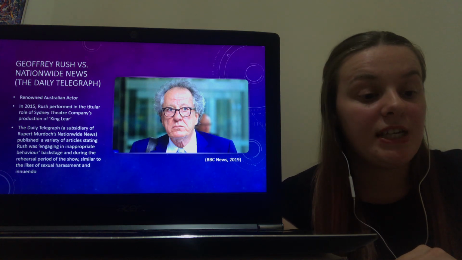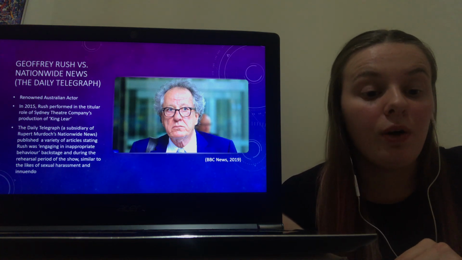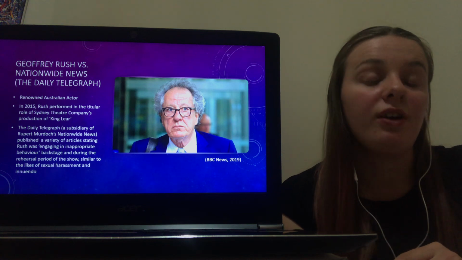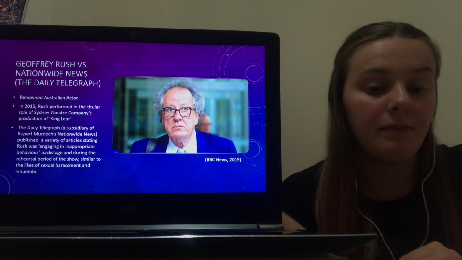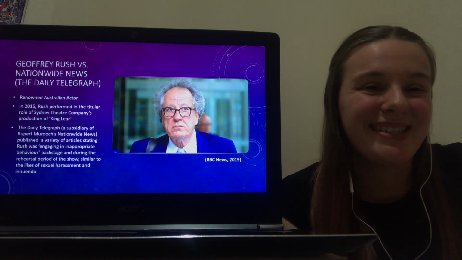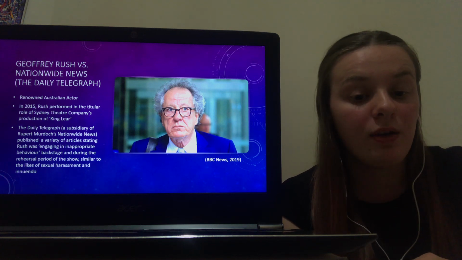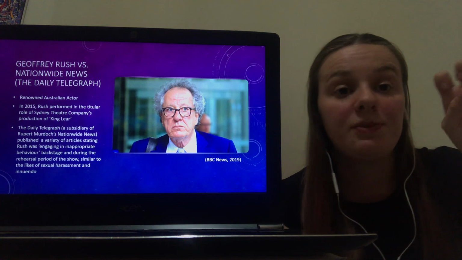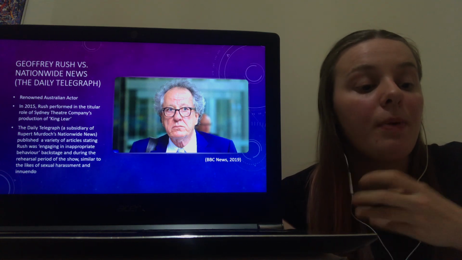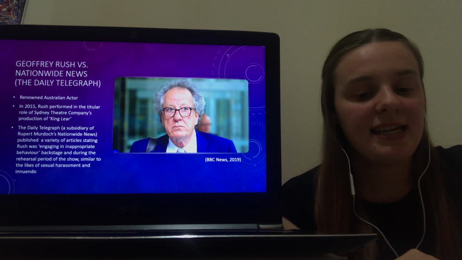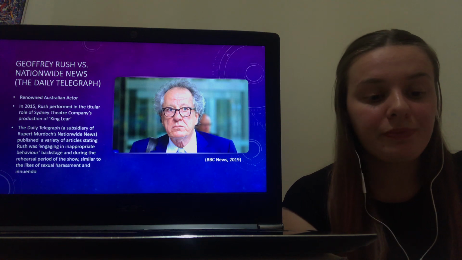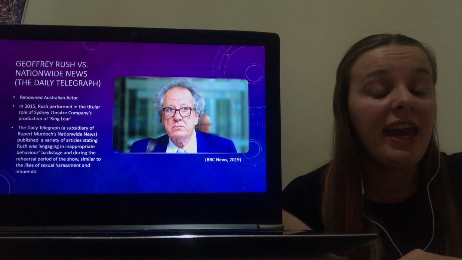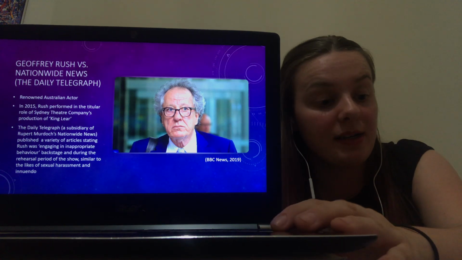In 2015, Rush performed in the titular role of the Sydney Theatre Company's production of the Shakespearean classic King Lear. The Daily Telegraph, which is a subsidiary of Rupert Murdoch's Nationwide News, allegedly produced a variety of articles highlighting Rush's engagement in inappropriate behaviour, both throughout the rehearsal period and backstage during the performances of the show. They named Rush's co-star Erin Jean Norval as a star witness.